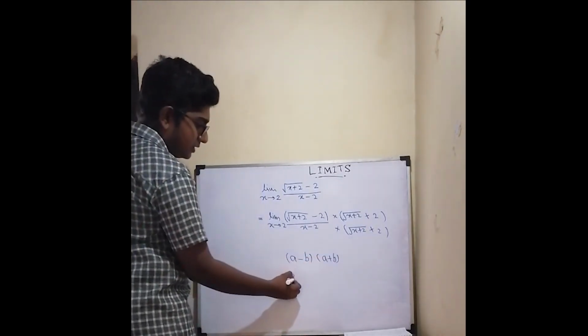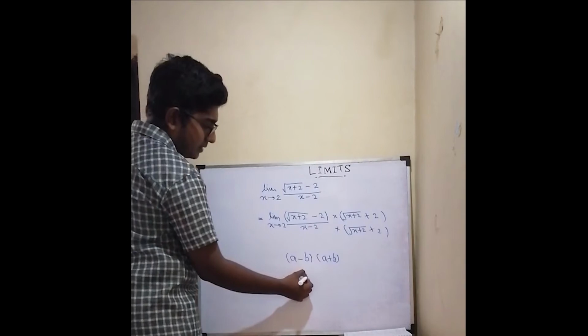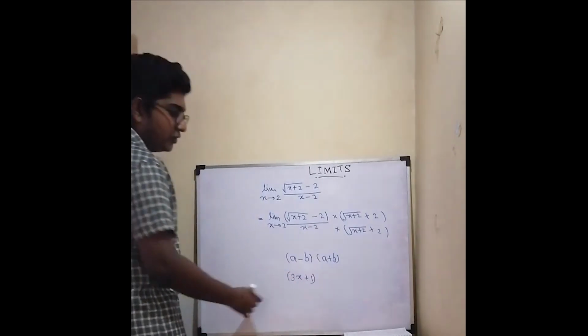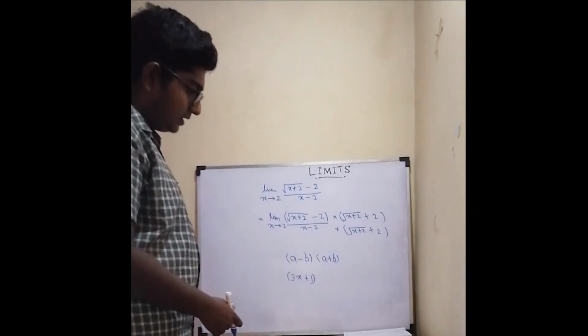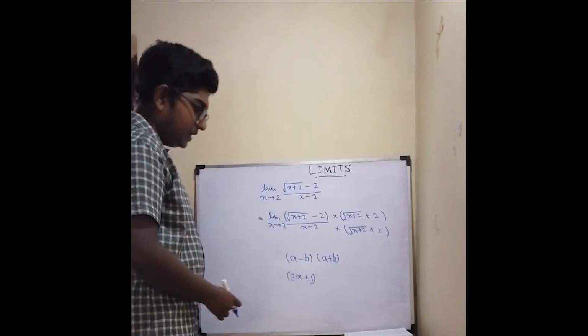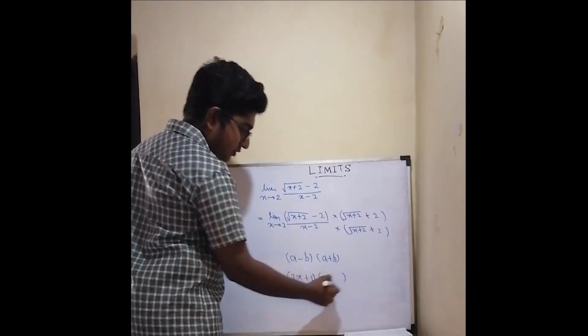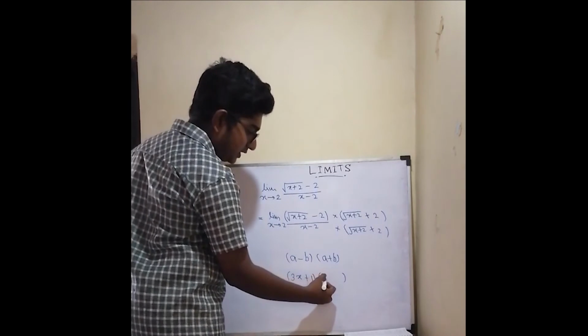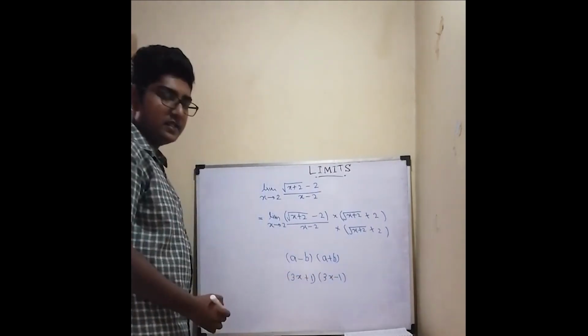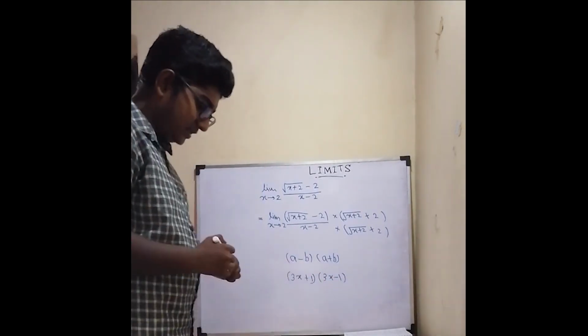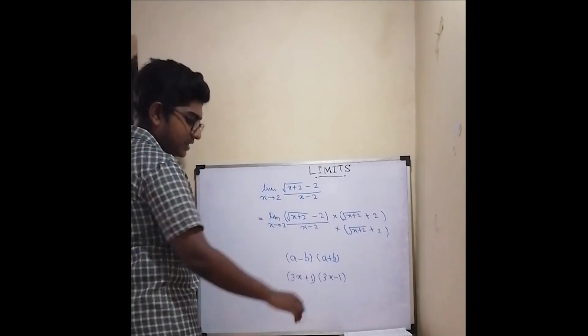If you have 3x plus 1, and you want to simplify by performing multiplication with the conjugate, the conjugate of 3x plus 1 is 3x minus 1. What is the difference? You have to change the middle sign. That's it.